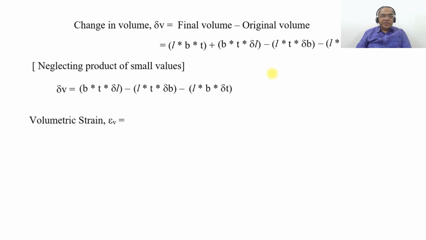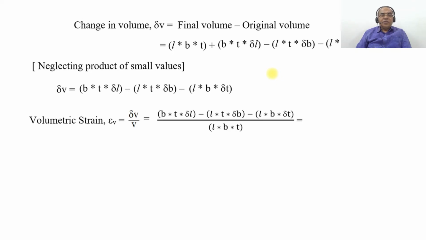Therefore, what is the volumetric strain? Epsilon V will be equal to delta V by V. So we know that B into T into delta L minus L into T into delta B minus L into B into delta T, divided by L into B into T. That will be equal to delta L by L minus delta B by B minus delta T by T. So this is how you will be able to get this answer.